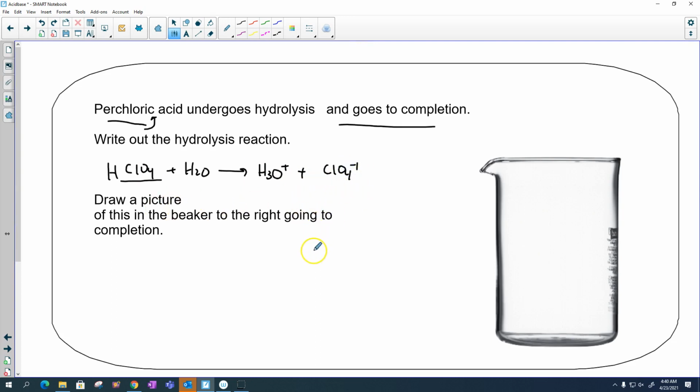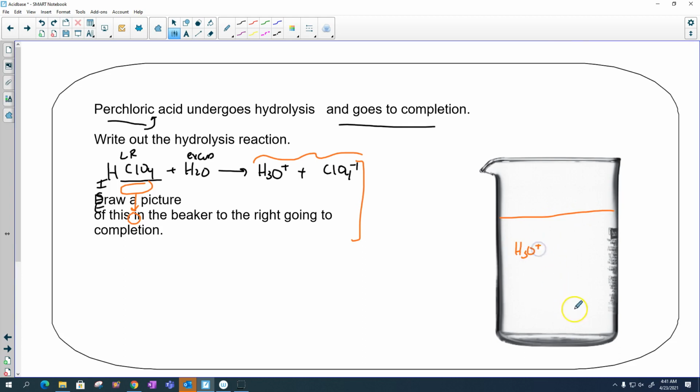Alright, so let's draw a picture of this. Now again, it's going to completion. So that means it's going to run until it runs out. This is in excess. Lots of water there. So this guy is the limiting reactant. So it's going to run until this guy, by the initial stoichiometric ratio, hits a big whopping 0. Whatever we have here, it's going to go until it gets to 0. So in this case, our picture, our model of this thing is modeling a reaction that goes to completion, so it's only going to show these guys. Depending on how many you draw, it's up to you.